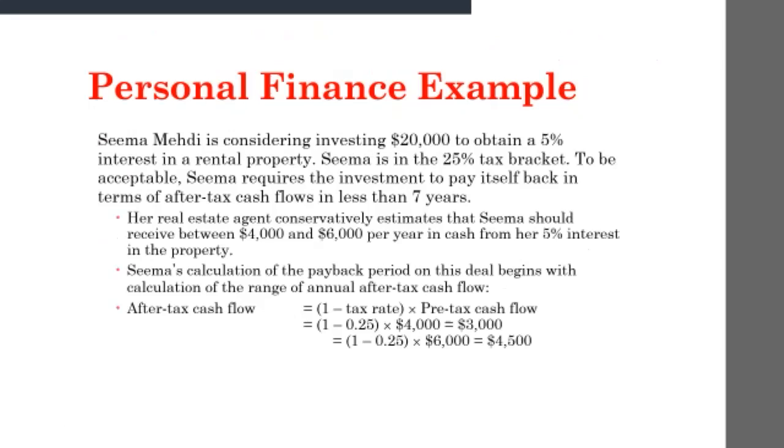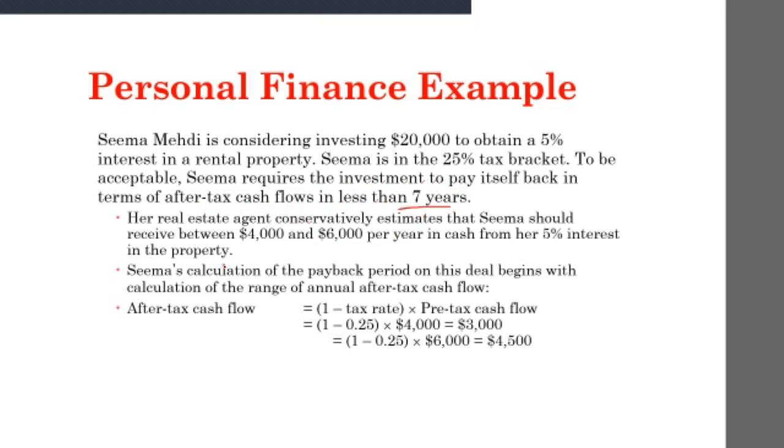Here we have a personal finance example. Seema Mahedi is considering investing $20,000 to obtain a 5% interest in a rental property. Seema is in the 25% tax bracket. To be acceptable, if Seema decides to accept this project, she requires the investment to pay itself back in terms of after-tax cash flow in less than 7 years. So her expectation is that she's going to get back her $20,000 after tax in less than 7 years.